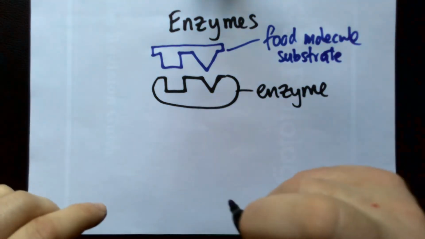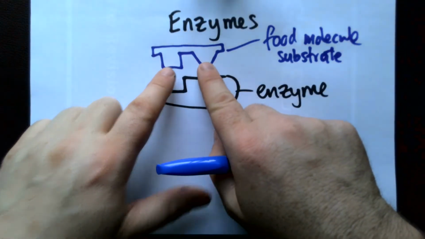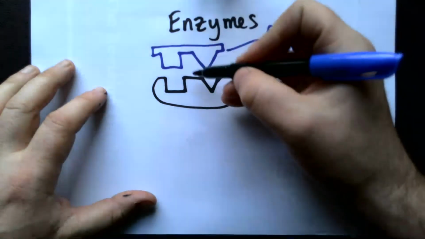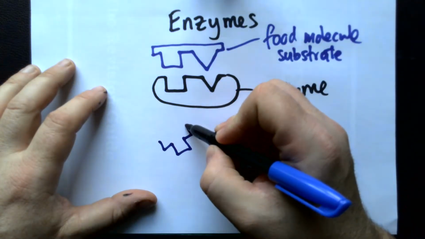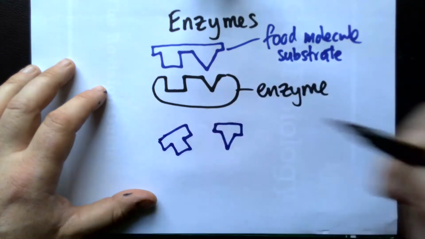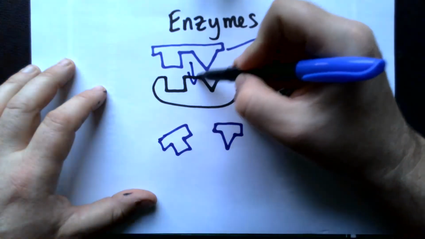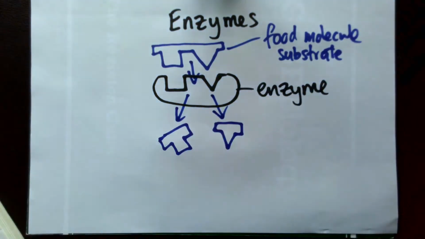So this is the enzyme with the active site. This is the substrate, which is the molecule we want to split up. This comes in here, and then it splits up into two separate smaller molecules. So it comes in, and then it goes off into two. That's the enzyme. It's as simple as that.